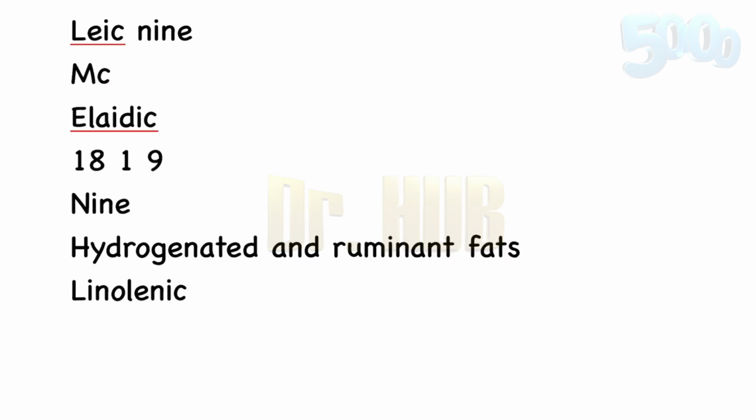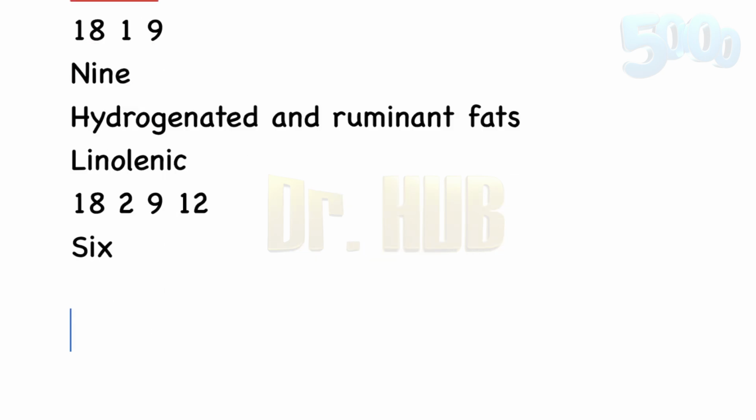Next comes the linoleic acid. Linoleic is 18:2, with double bonds at positions 9 and 12. It is present in the omega-6 family, and its occurrence is in corn, peanut, cottonseed, as well as soya bean and other plant oils.